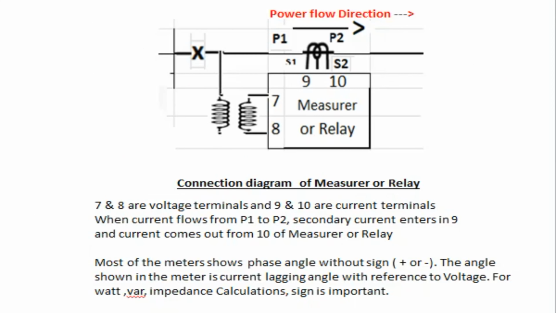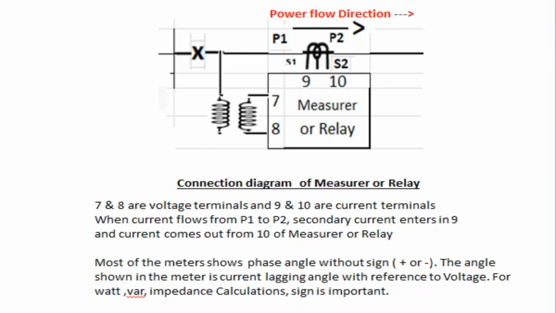Now here you are seeing the connection of the meter or relay. On one side, the bus is connected to the feeder. Power flows from P1 to P2, that is current flows from P1 to P2 in the primary system. In the secondary system, S1 to S2, that is the connection diagram of the meter or relay. 7 and 8 are voltage terminals and 9 and 10 are current terminals of the meter or relay. When current flows from P1 to P2, secondary current enters at 9 and comes out from 10 of the meter or relay.